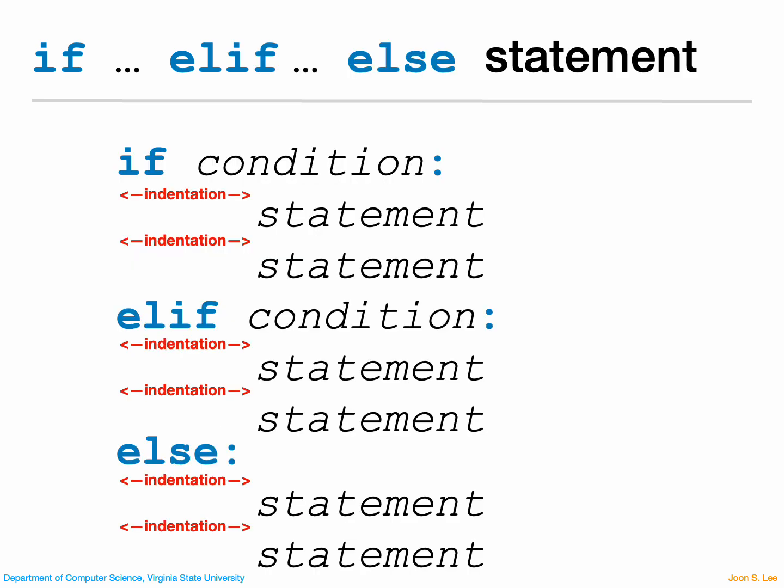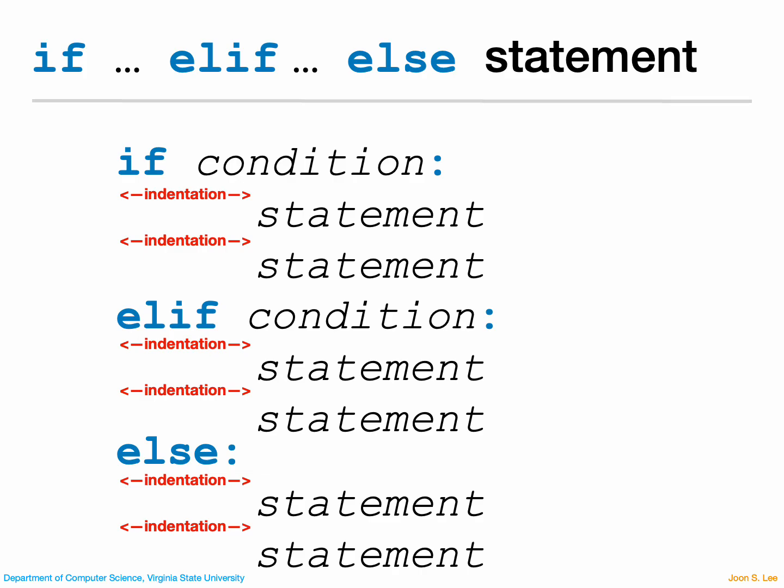So far, we've seen how if lets us check one condition, and if else lets us handle two possibilities. But what if we have more than two options? That's where elif comes in. Elif stands for else if. It allows us to check multiple conditions, one after the other.